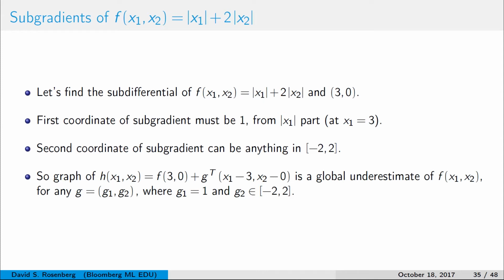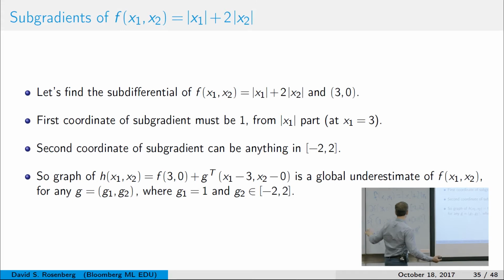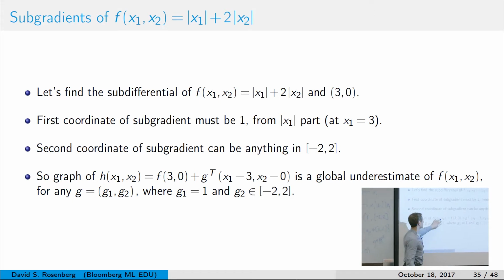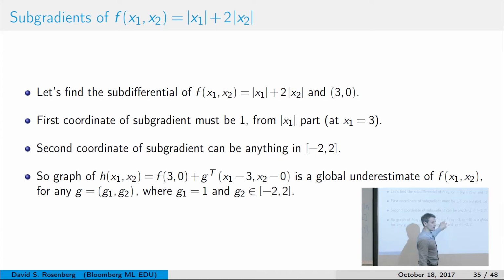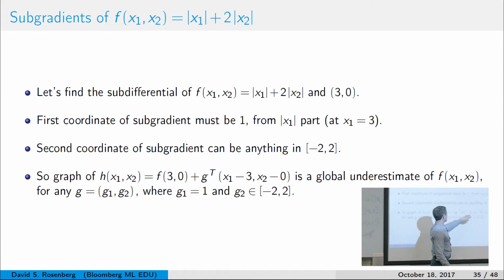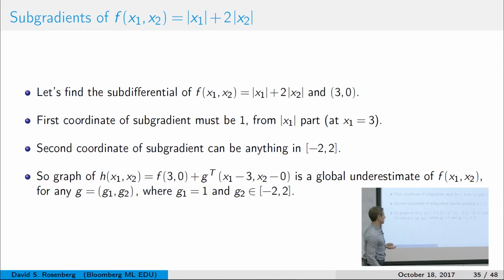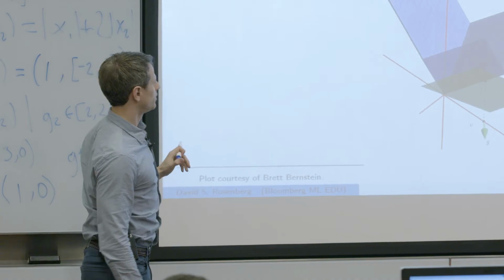Okay. So the global underestimator is this linear function. I write h for hyperplane because the graph of it is a hyperplane. So f of 3, 0, the point we're differentiating at. g is any of our subgradients, so we've chosen 1, 0. This expression gives us the global underestimator of our function f. So we can plot that.